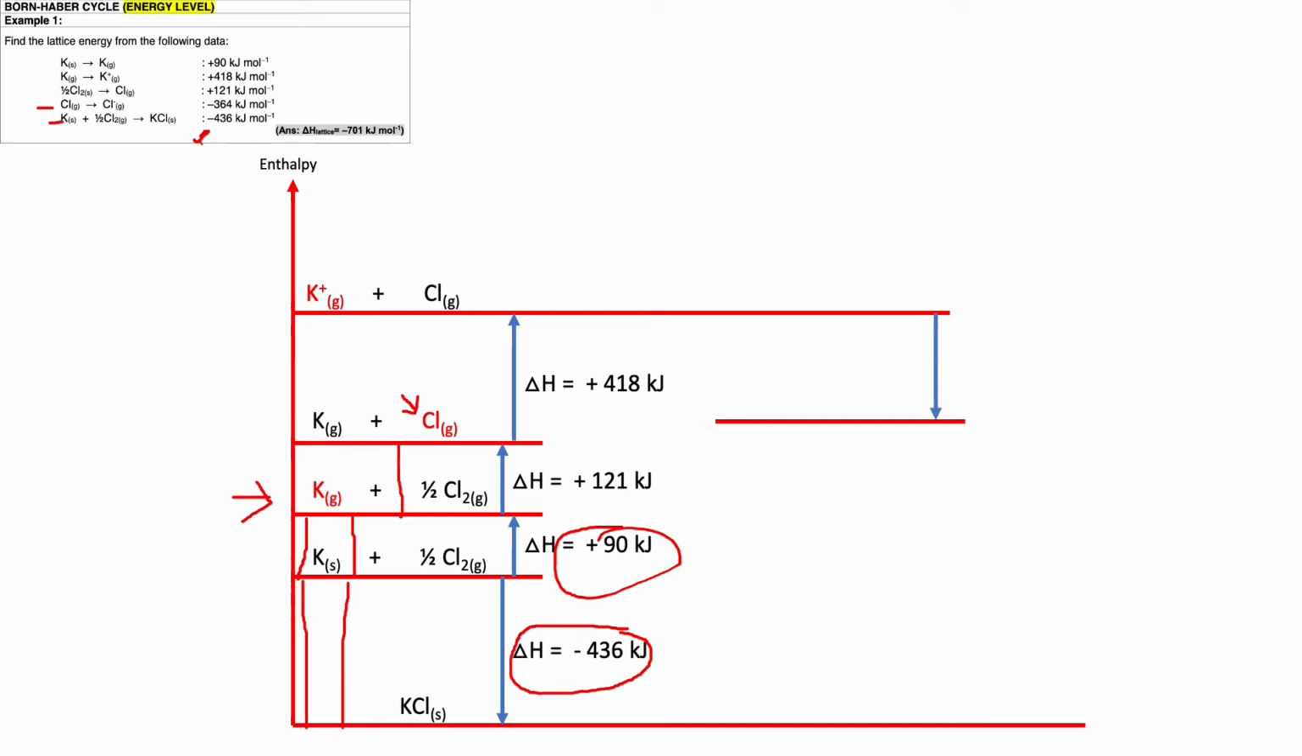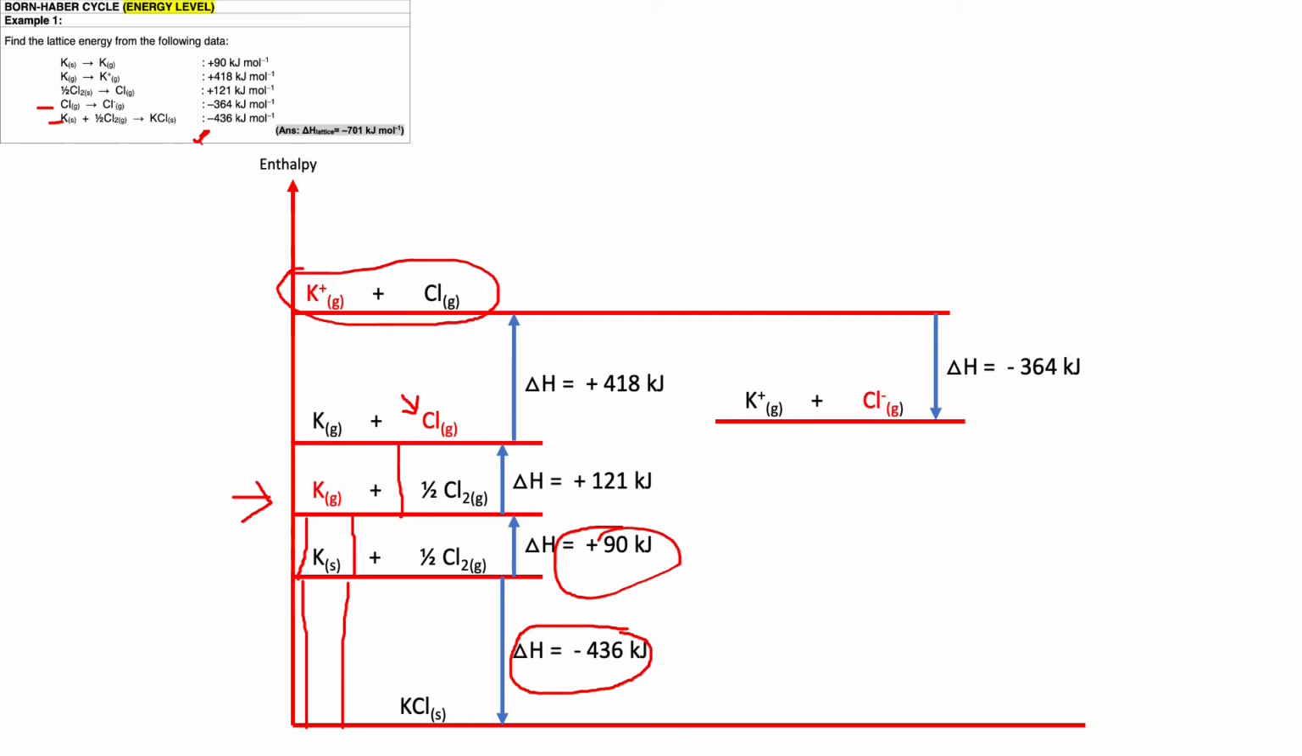Put it going down, which means from this equation, the chlorine gas will change to chloride ion. And because it releases heat, the arrow should go down. And don't forget to put the enthalpy negative 364.